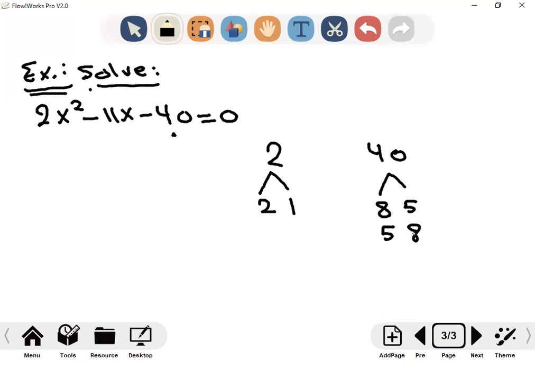Here for the 2, no need to switch. Here for the 40, switch, because the 2 is stable: 2x and 1x, they are fixed and do not change. Here, switch: 10, 4, 4, 10, 20, 2, 2, 20. A lot of choices, right? What you will do is open 2 parentheses.